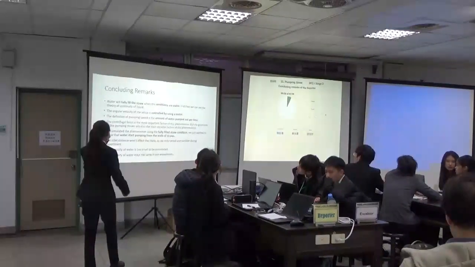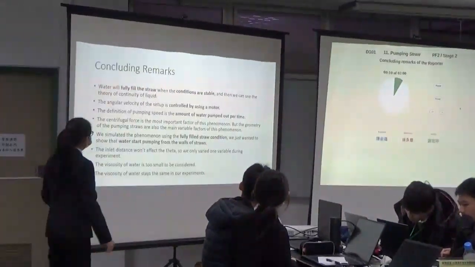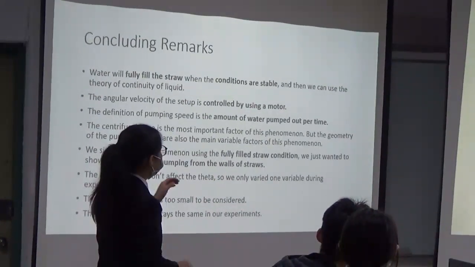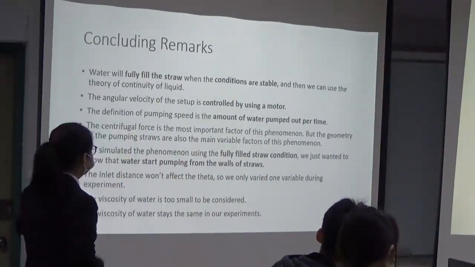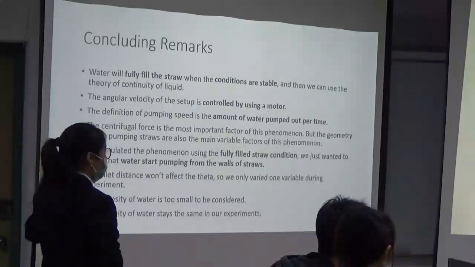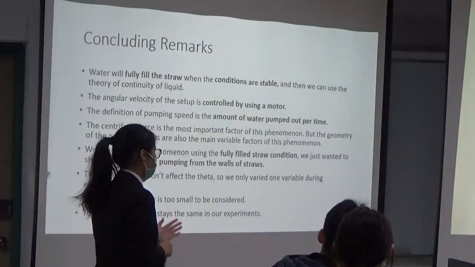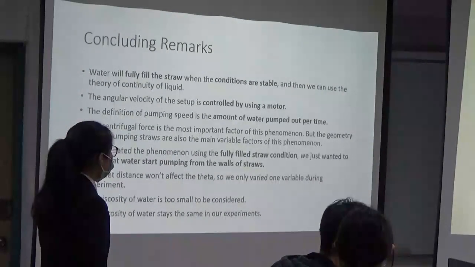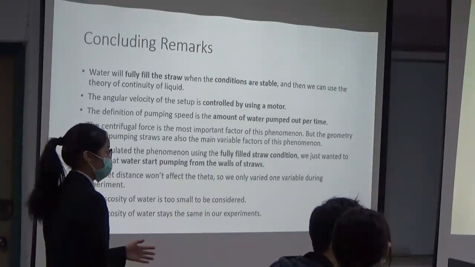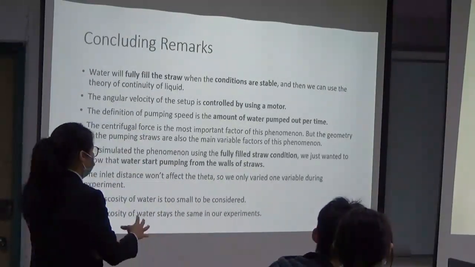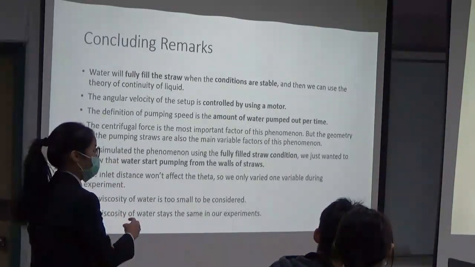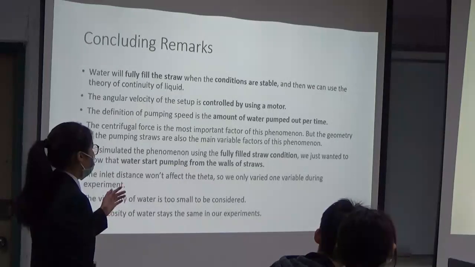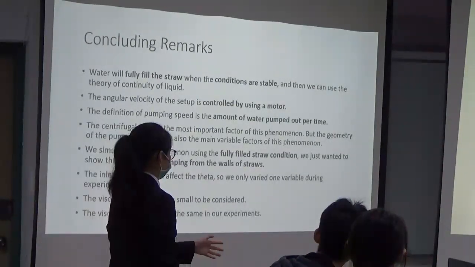This is our concluding remark. The first is water will fully fill the straw when the conditions are stable. Then we can use the theory of continuity of liquid, since the water flow into the straw and water flow out of the straw are the same. And the angular velocity of the setup is controlled by using a motor. The motor will have a screen to show the real velocity. And the definition of pumping speed is the amount of water pumped out per time.